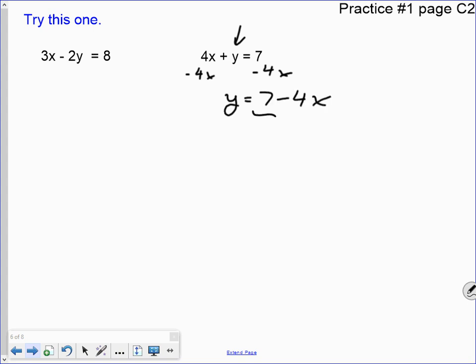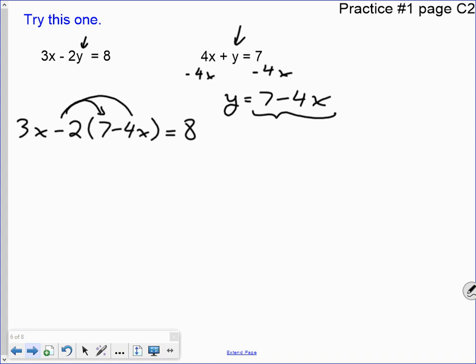And then this expression here, 7 minus 4x, I'm going to sub in here for y. So 3x minus 2 times 7 minus 4x equals 8. Now I've got my equation. I want to solve this for x. I'm going to do distributive property. Negative 2 times 7, negative 2 times negative 4x. So negative 2 times 7 is negative 14. Negative 2 times negative 4x is positive 8x. And that's still equal to 8.